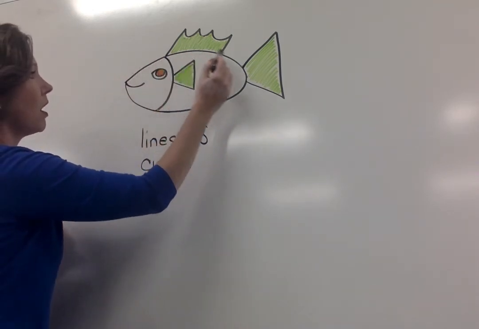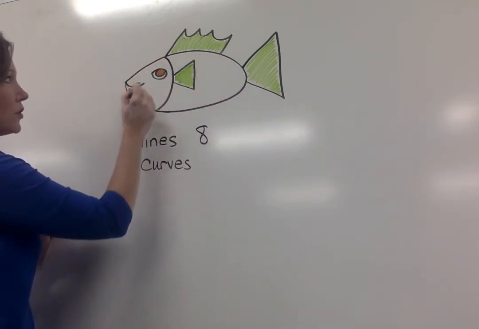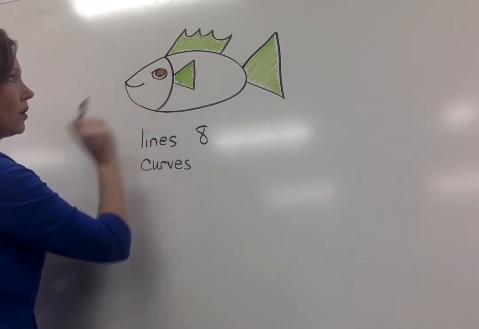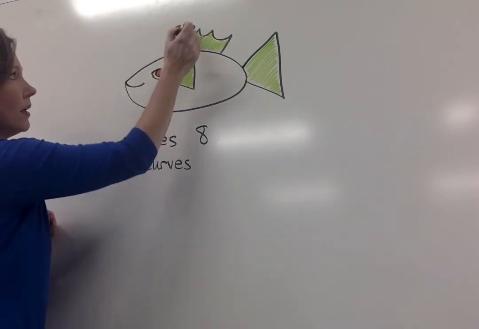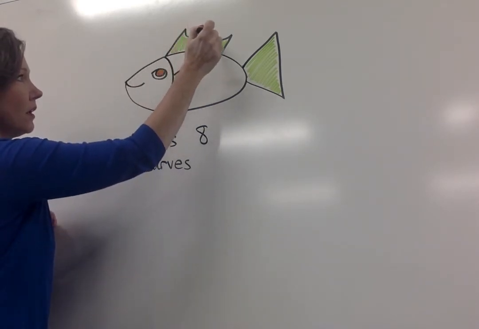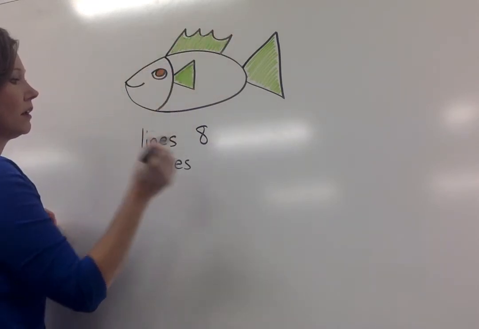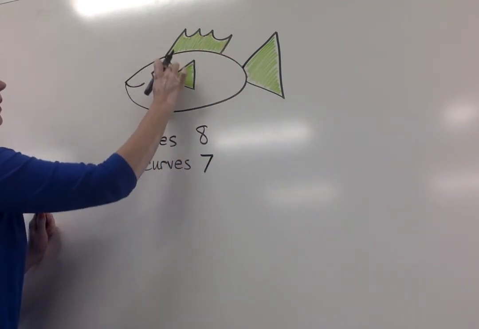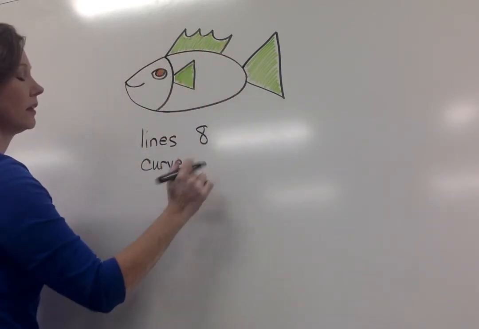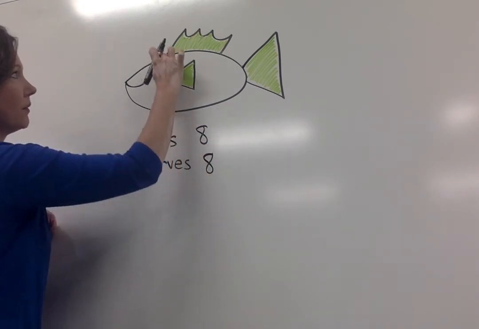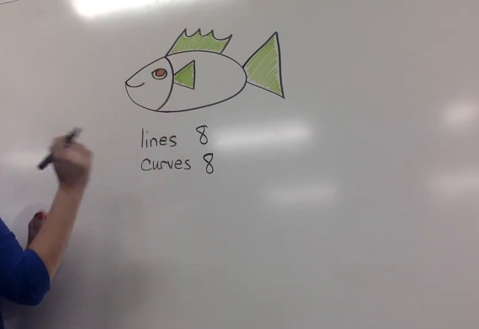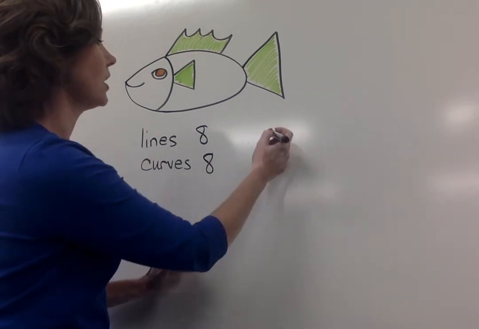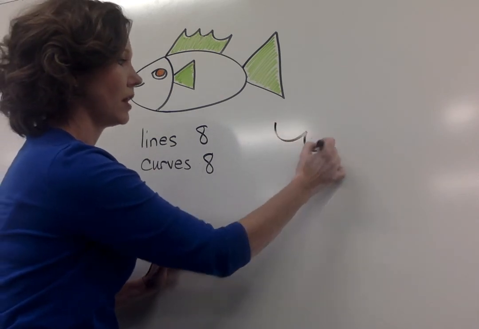We have 1, 2, 3, inner eyes, 4, 5, 6, 7. Did I miss one? Oh, I did. I missed one right here. 8. This line right here is number 8. Notice that if you have two curves connected to each other, you still have to count that as one curve and then another curve. All right?